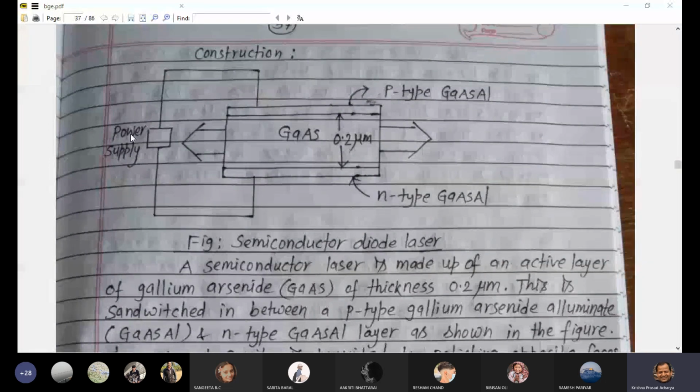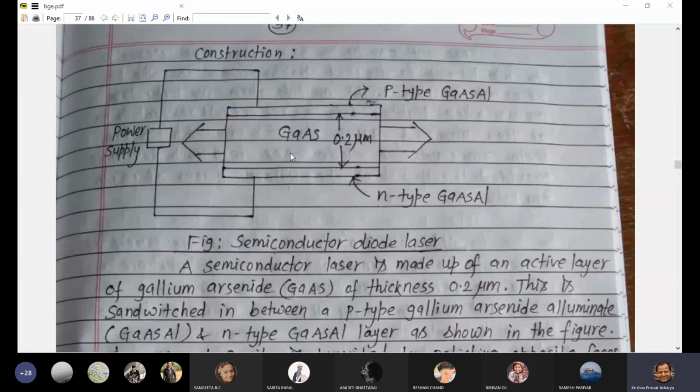This is about the construction of gallium arsenide or semiconductor diode laser. Now, what is its working? How can laser light be produced from this type of laser? For that, when current is passed through a PN junction diode in forward biased condition, I have already told you that this laser emits light in forward biased condition. So, to produce laser light, you should pass the current in forward biased condition.